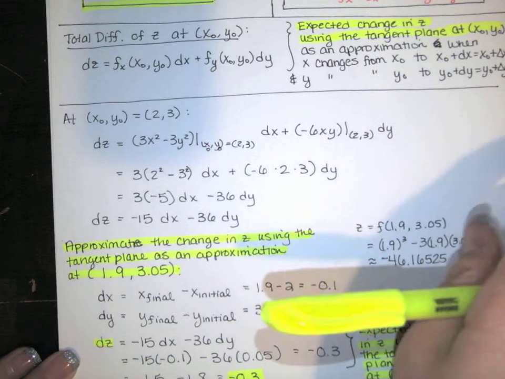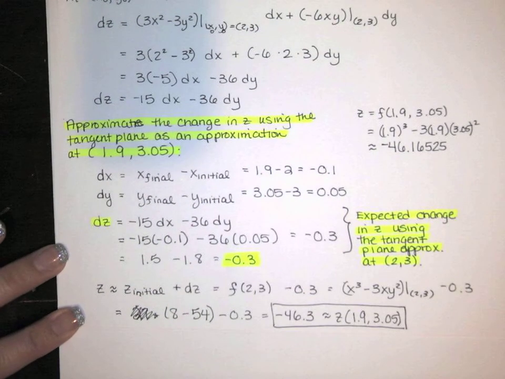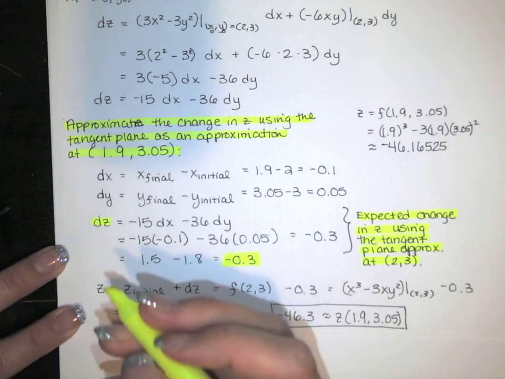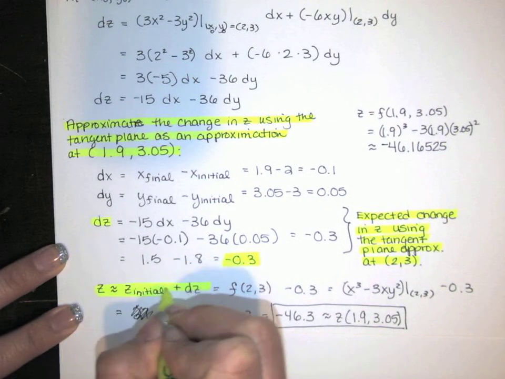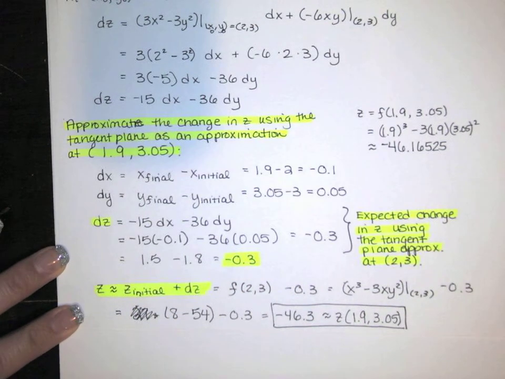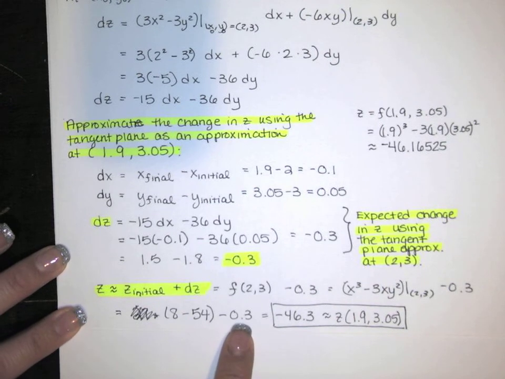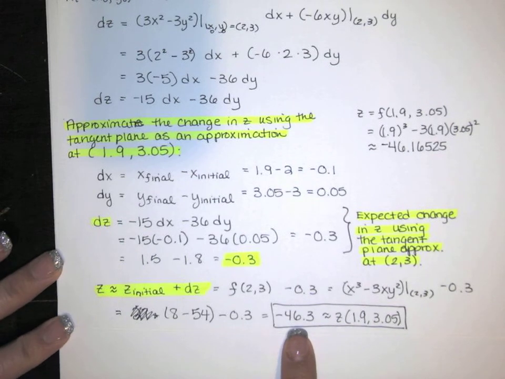Now we go down further. What if somebody says, I don't want the change in z, give me the new z value approximately using the tangent plane approximation? Well, then you just take the original z value, the initial z value, the z value at the base point, and then you add the change. So this time, our function value was negative 46, and then we changed by negative 0.3 according to the tangent plane approximation. So z would approximately be this negative 46.3. Okay.